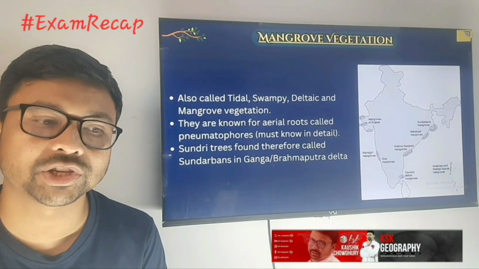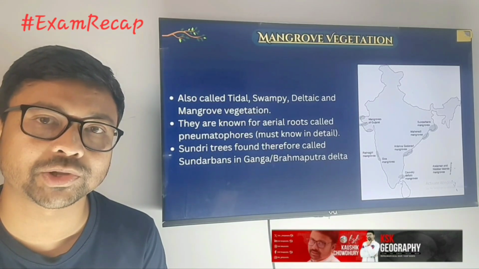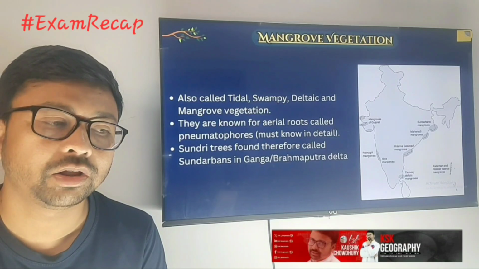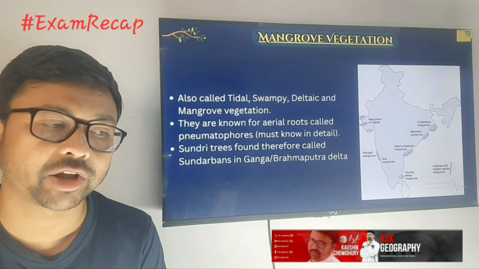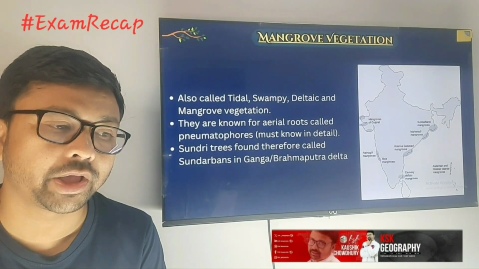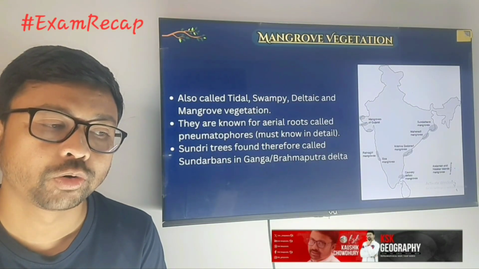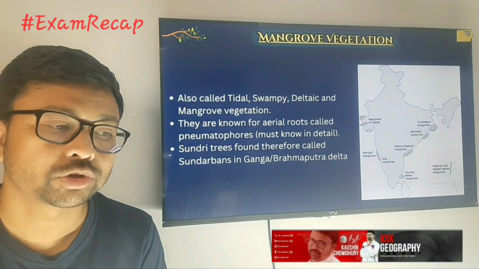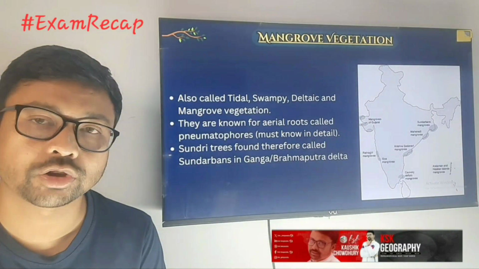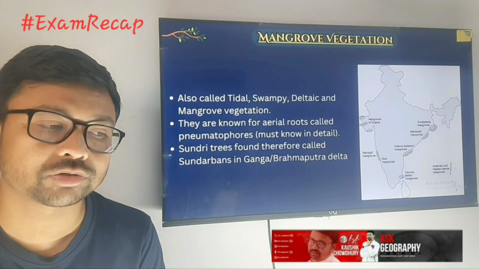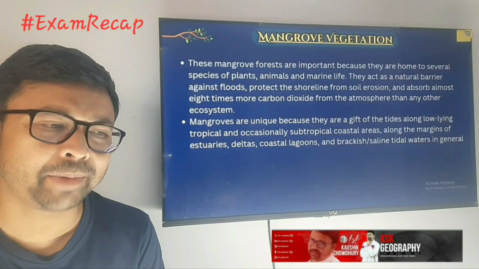Next you can see the mangrove vegetation. Mangrove vegetation is the type of vegetation which grows in brackish water, and it's also called tidal, swampy, deltaic or mangrove vegetation. They are known for their aerial roots, which are very important to survive during the high tides and low tides. Sundari trees are found here, therefore the West Bengal part is called Sundarban.